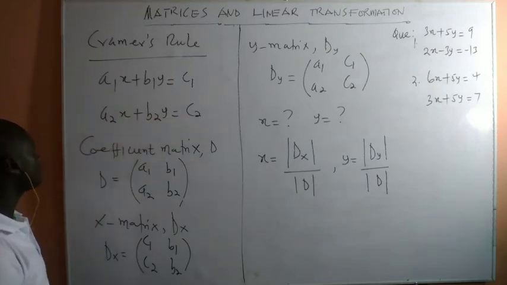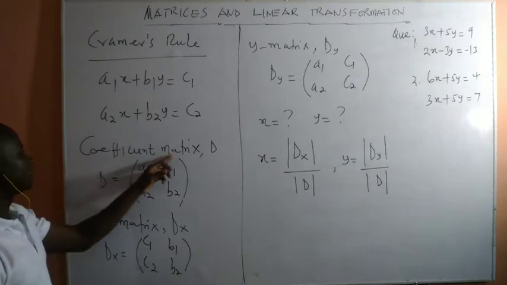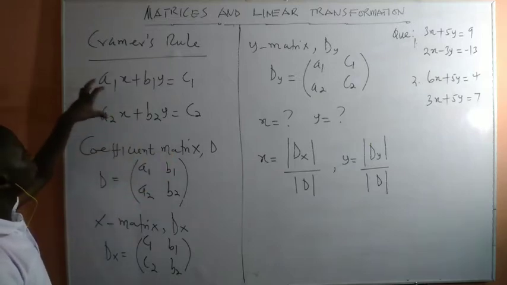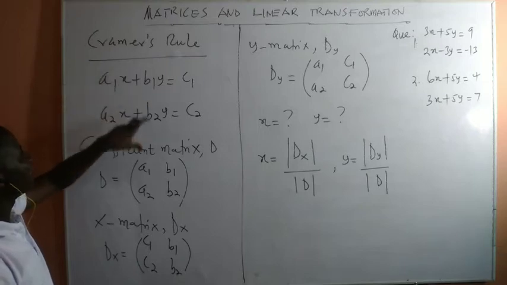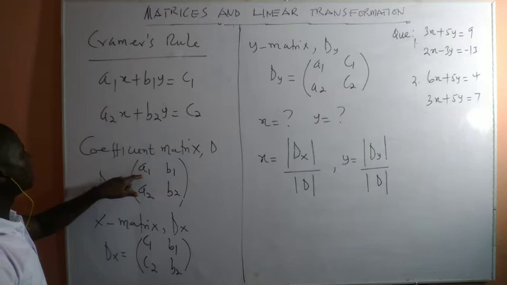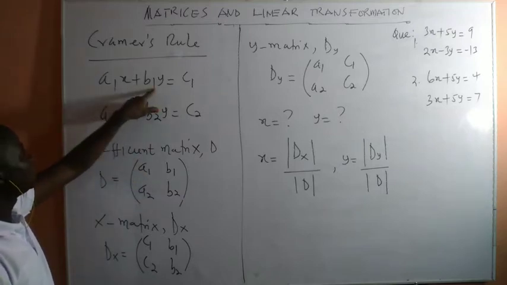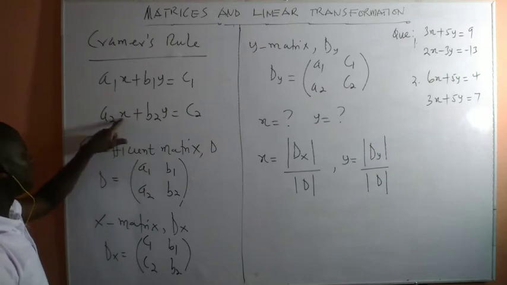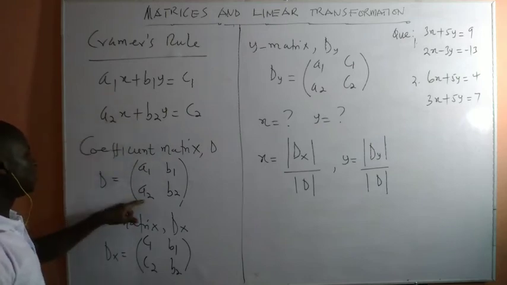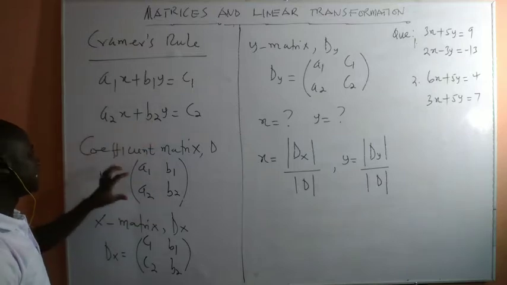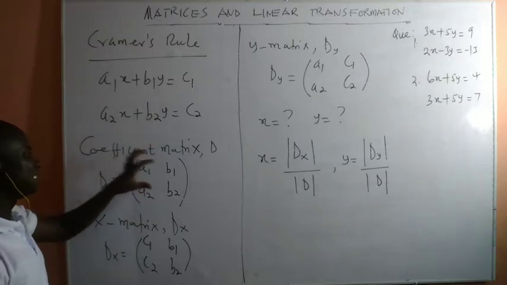So now, if you want to find the coefficient matrix, you take the coefficients of the x and the y. The coefficient of the x term in the first equation is a1, that's how come we have a1 here. The coefficient of the y term is b1. The coefficient of the x term in the second equation is a2, and that of y is b2. So that is how we find the coefficient matrix D.